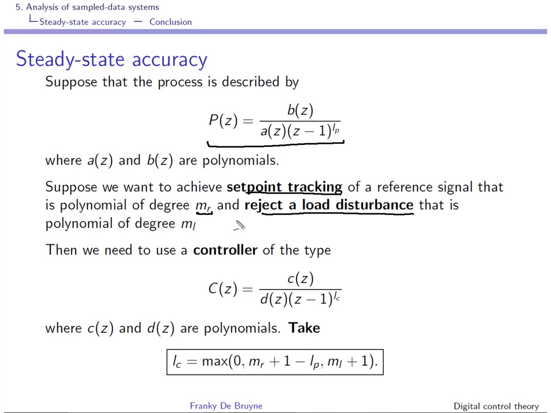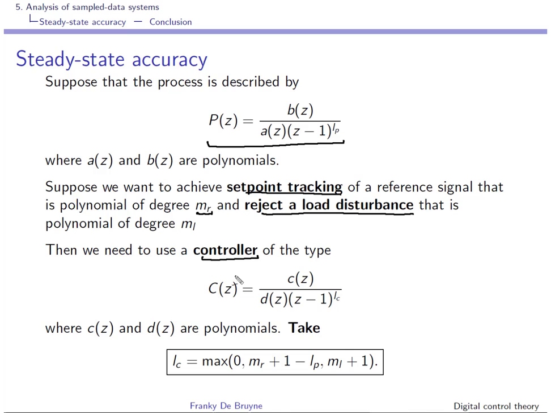In practice MR will either be 0, we want to follow a step, or it will be 1, we want to follow a ramp signal. We want to reject a load disturbance, and this disturbance is a polynomial of degree ML. In practice, again, ML will be 0, we want to reject a step signal, or ML will be equal to 1, we want to reject a ramp signal, a ramp load disturbance.